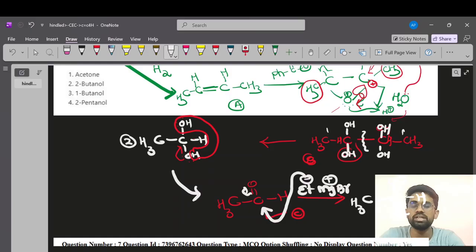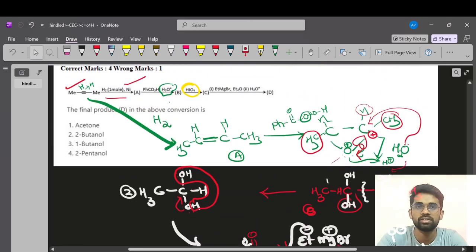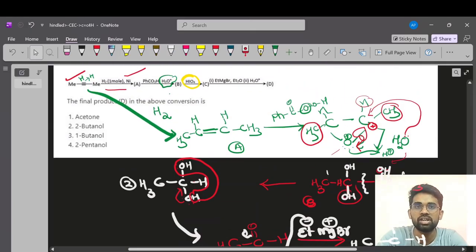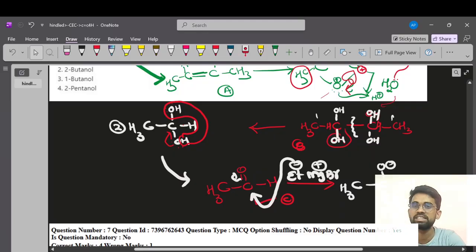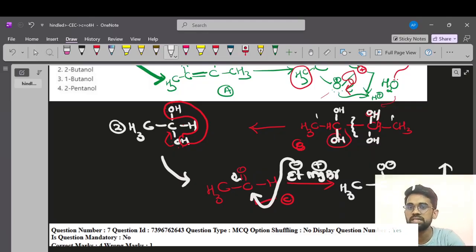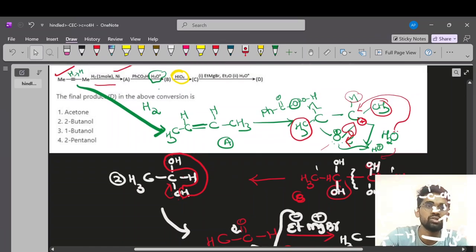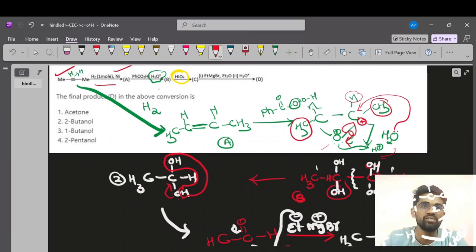Okay. See, if you observe here, they have provided water. Like acidic hydrolysis they have provided. So you just need to add this H3O plus, and you're going to get CH3, CHOH, CH2, CH3. That's it. So what is the name of this product? See, 1, 2, 3, 4. It's butan-2-ol. Okay, so butan-2-ol or 2-butanol. So our option 2 will be the perfect answer for this discussion.